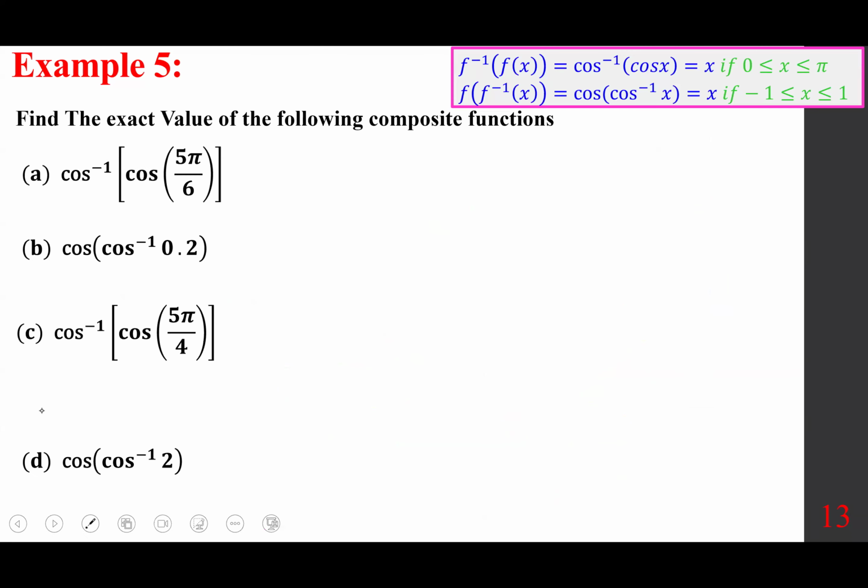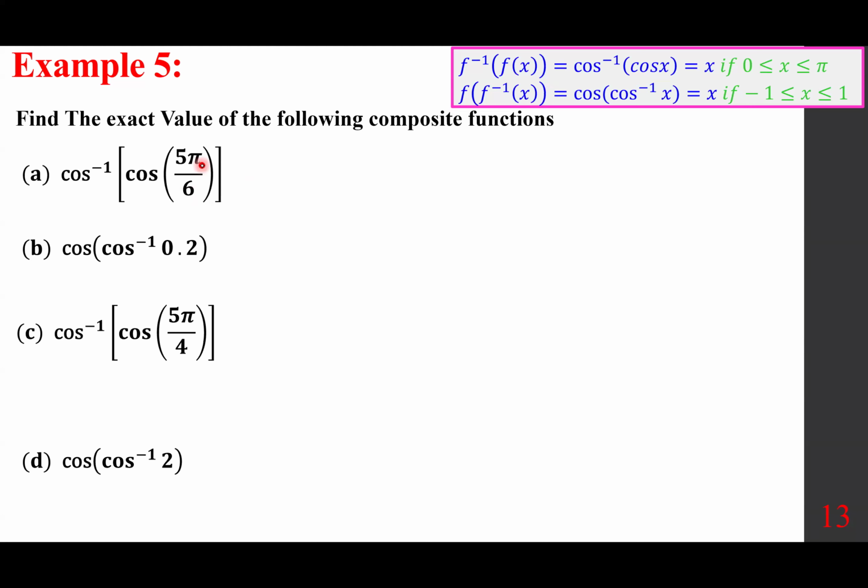We want to find the exact value of the following composite functions: cosine inverse of cosine of 5 pi over 6, and we have the inverse functions written here, so that shouldn't be any problem. Again, it's important to pay attention to what? To the inner function. The inner function gives us the x that we are interested in. If it's in the proper domain, they undo each other, and the answer is x. The answer is 5 pi over 6.